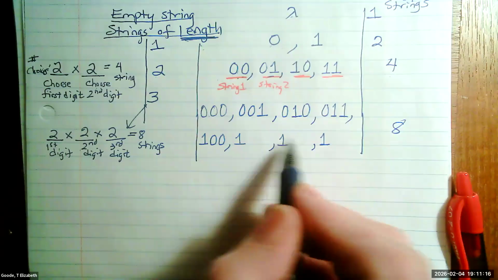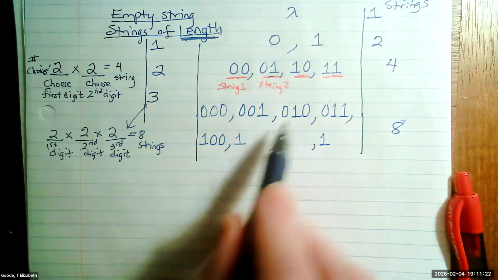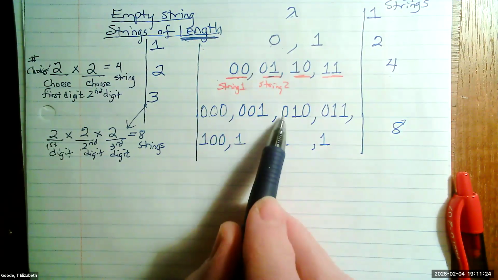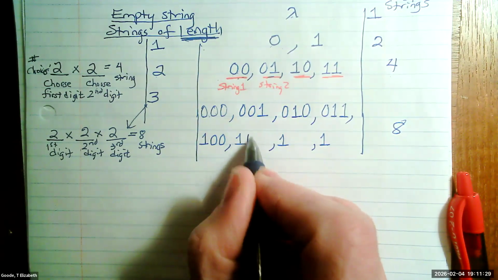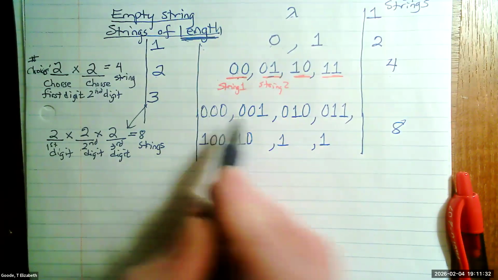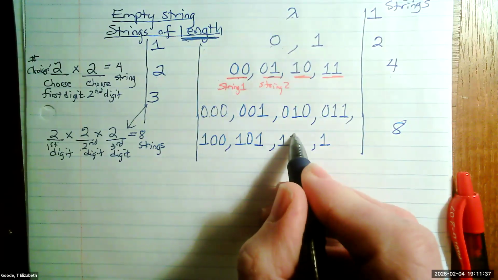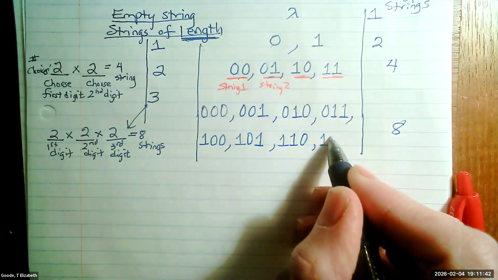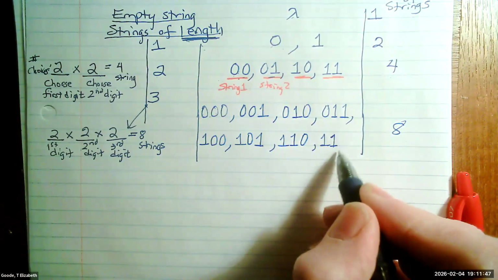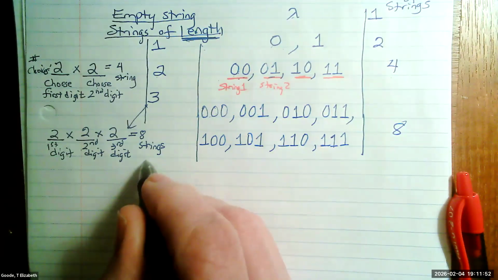So now there are going to be four more strings, but they're going to look a lot like the first four, except instead of a 0 for the first digit, these will have a one for the first digit. So it could be 100 instead of 000. 101. Good. Keep going. 110. And 111. Perfect. You got it. So that's strings of length three.